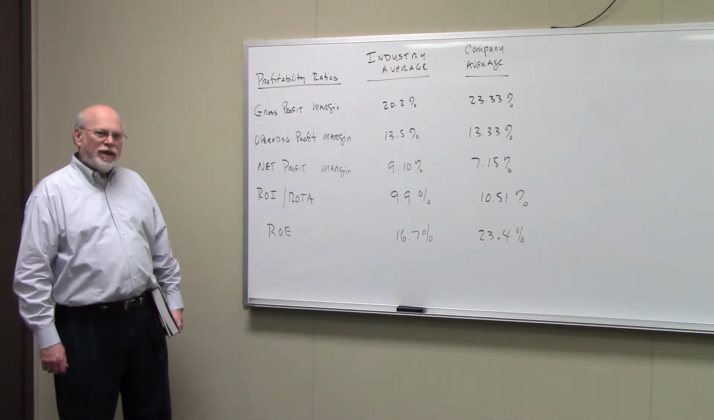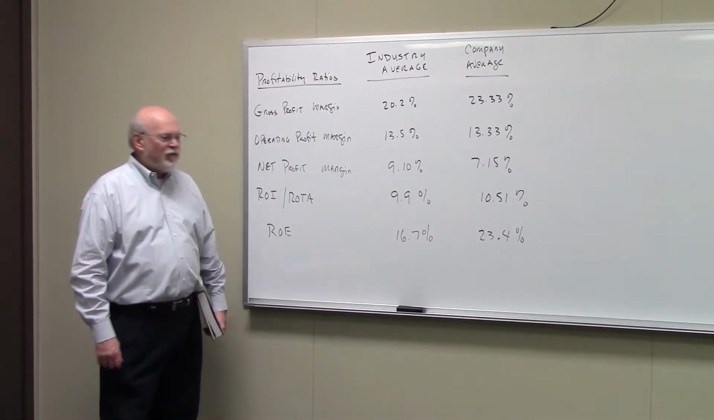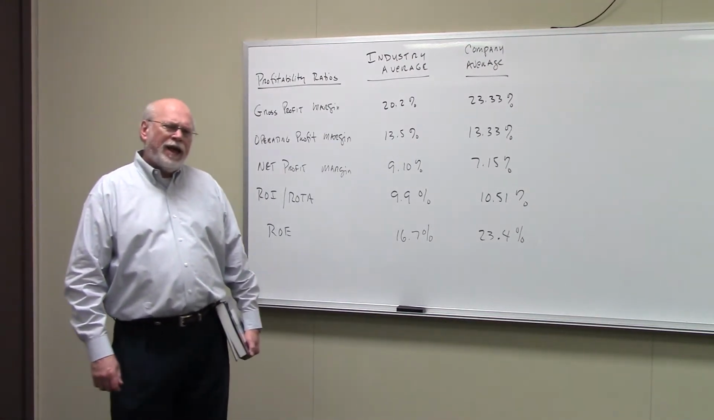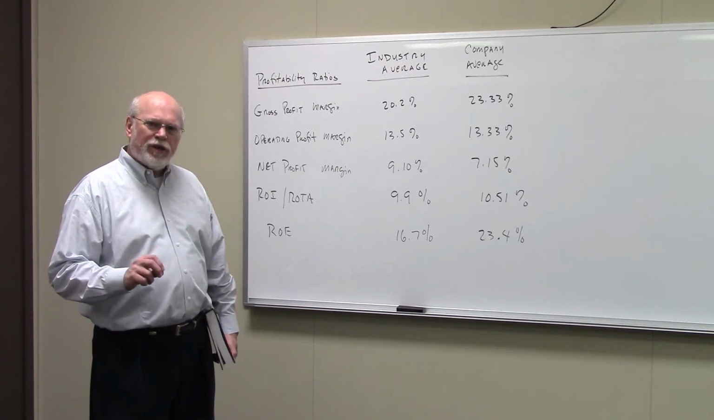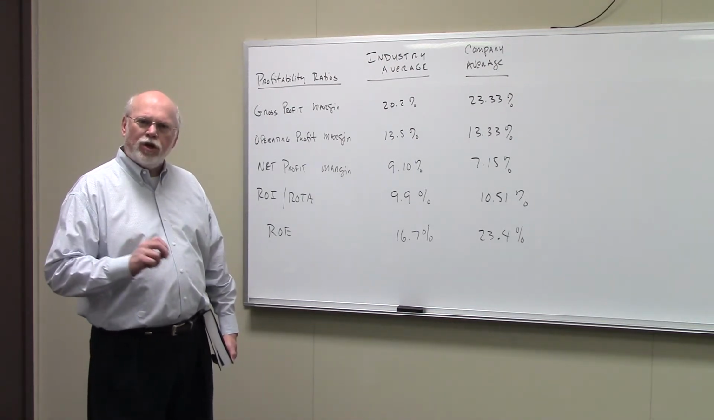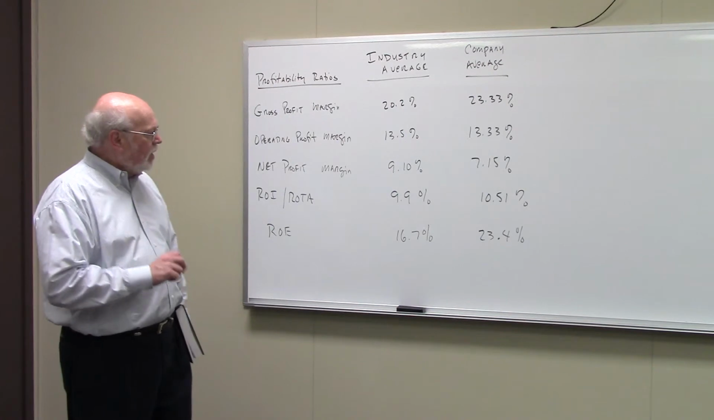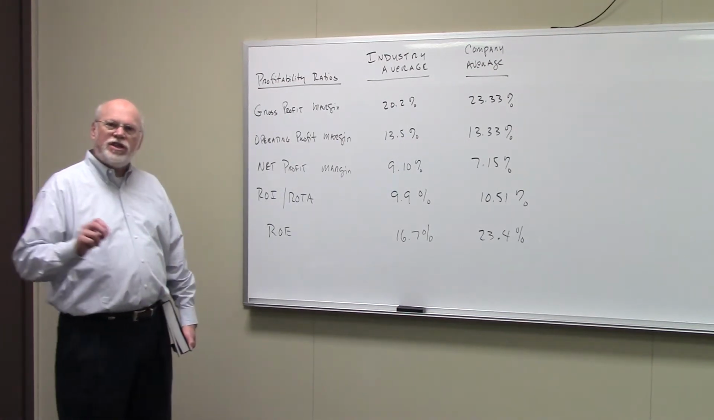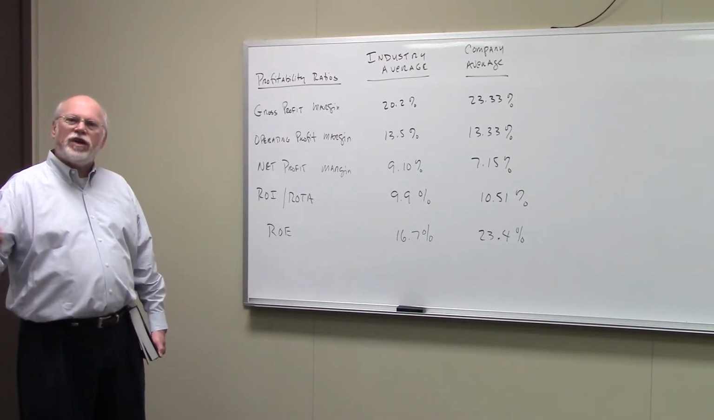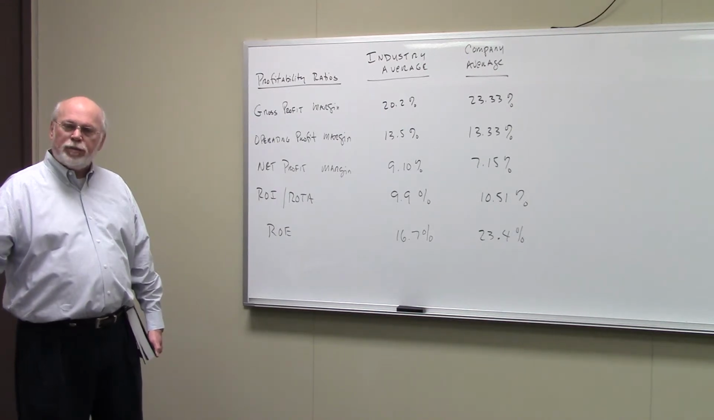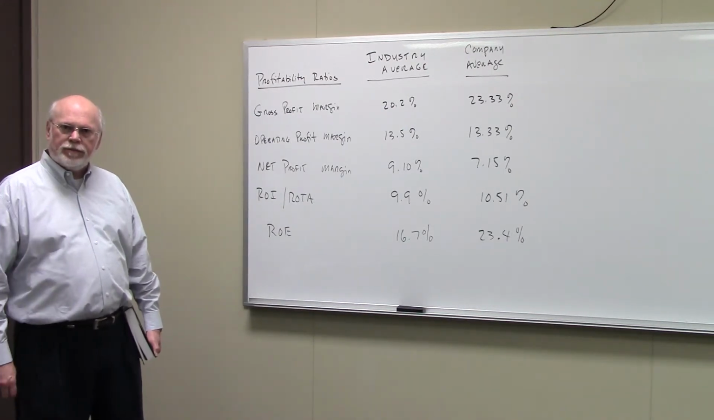The typical firm in the industry has a return on investment of 9.9%. Again, this is a significant difference. And I will conclude by looking at this particular ratio that Fox Manufacturing's ability to generate income off its investment in total assets is superior to that of the typical firm in the industry.